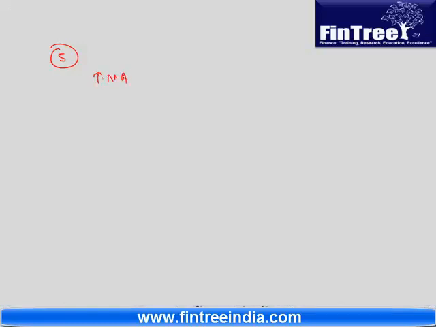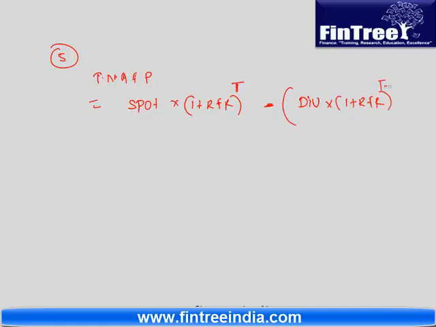Theoretical no arbitrage forward price is equal to spot into 1 plus risk-free rate of return raised to T, minus dividend into 1 plus risk-free rate of return raised to T minus small t.